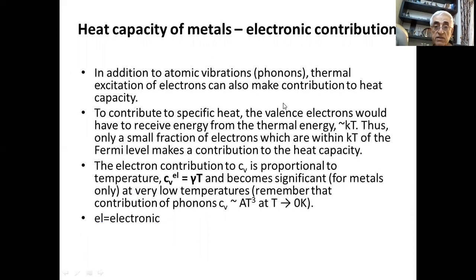Heat capacity of metals, electronic contribution. In addition to atomic vibration, that is to say phonons, thermal excitation of electrons can also make a contribution to heat capacity. To contribute to specific heat, the valence electrons have to receive energy from the thermal energy, which is about kT. Thus, only a small fraction of electrons, which are within kT of the Fermi level, makes a contribution to the heat capacity. The electron contribution to CV is proportional to temperature. So CV electrons equals gamma T, and becomes significant for metals only.